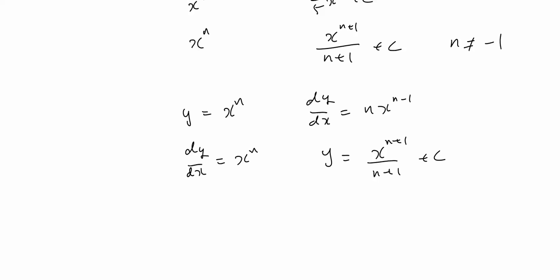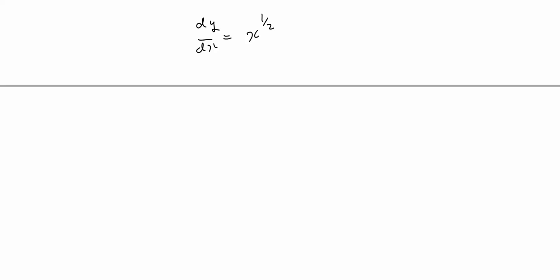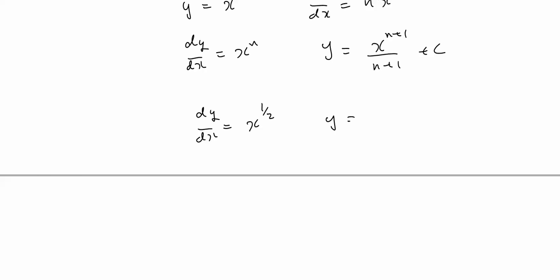Now, just as differentiation works for any values of n, positive, negative, fractions, any real number, so does integration. And so if dy by dx is x to the power of a half, we can say y equals x to the power of a half plus 1, 3 over 2, divided by 3 over 2, which is 2/3 x to the 3 over 2 plus c.